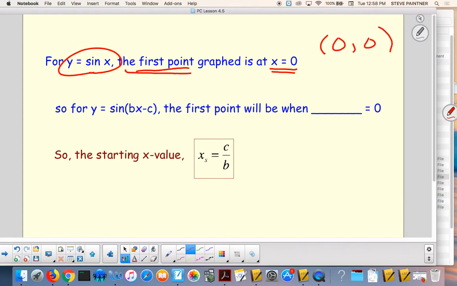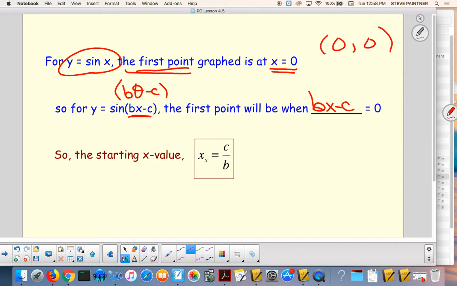Okay, so for y equals sine of b times x minus c, if you want to think of it this way, b times theta minus c, the first point will be when this number inside here happens to be 0. We want it to be 0, so we set it equal to 0. So when you see a big mess in there, all you do is this. You just go like that. You want to know where you start your graph? You start right here. Okay? So the starting x value will be this.